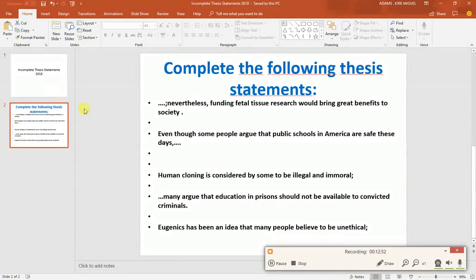So this is a thesis statement, but it's only one half. This is another thesis statement, but it's only one half. This is another one, this is another one, and this is another one. So the first thing we have to do is determine which half of the thesis statement we're working with. And it's actually very simple. You just pay attention to the punctuation and capitalization.